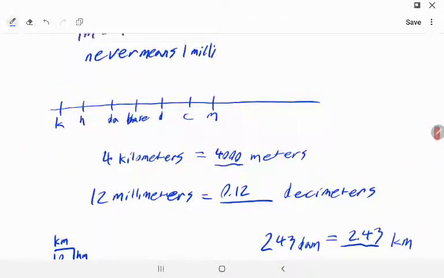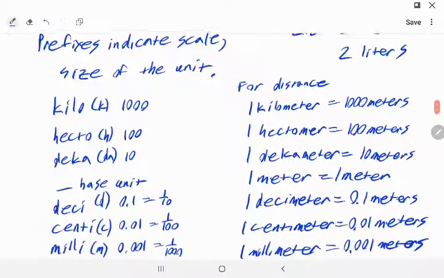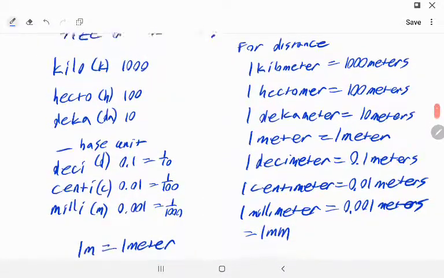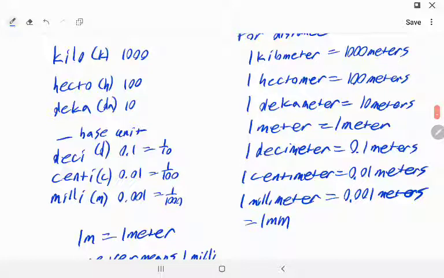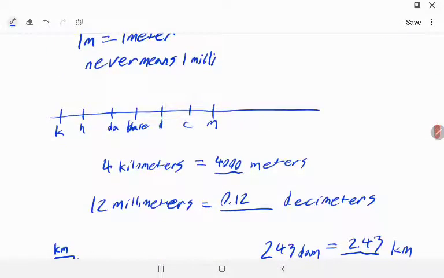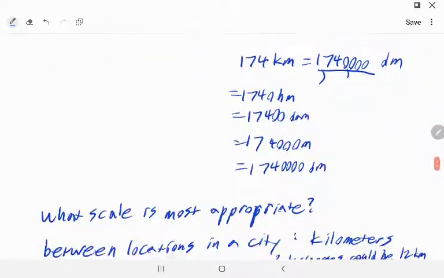We can also think of these in terms of exponents. The kilo prefix we can think of as being 10 to the third. Hecto we can think of as being 10 squared. Deca, 10 to the first. Base unit is 10 to the 0th, which is 1. 1/10th is the same thing as 10 to the negative 1. 100th is 10 to the negative 2. 1000th is 10 to the negative 3. And so that's a spot where this can get a little more convenient.